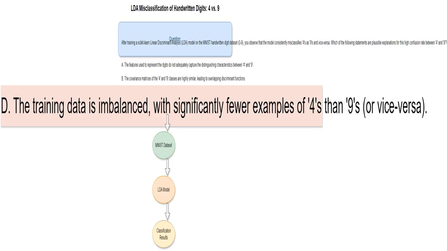It's possible that there are many more examples of one digit in our training set than the other. An unbalanced dataset can affect the accuracy of our model, but it's less likely to cause confusion specifically between 4s and 9s. Imbalance might lead to a model that's better at recognizing the more frequent digit, but not necessarily mistaking one for the other.